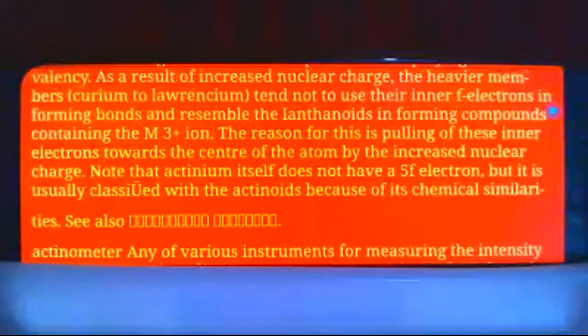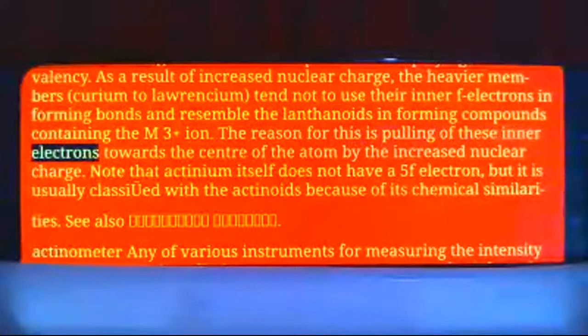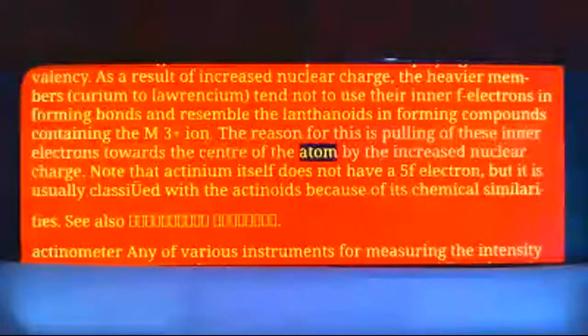As a result of increased nuclear charge, the heavier members, curium to lawrencium, tend not to use their inner f electrons in forming bonds and resemble the lanthanoids in forming compounds containing the M3+ ion. The reason for this is the pulling of these inner electrons towards the center of the atom by the increased nuclear charge. Note that actinium itself does not have a 5f electron, but it is usually classified with the actinoids because of its chemical similarity.